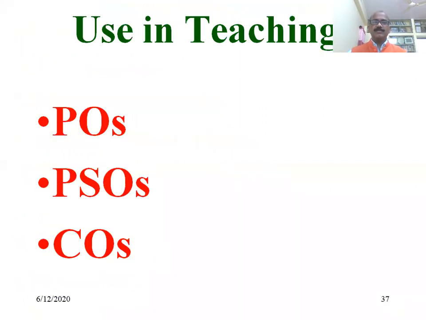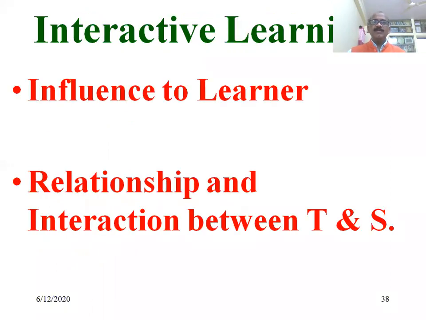participating in the discussion. And when they get involved in the participation of the discussion, then achievement of POs, program outcomes, PSOs, program specific outcomes, and COs, course outcomes is possible. And for achieving the POs, PSOs, and COs, interactive teaching is necessary. When we are talking about interactive teaching and interactive learning, it will influence the learner.